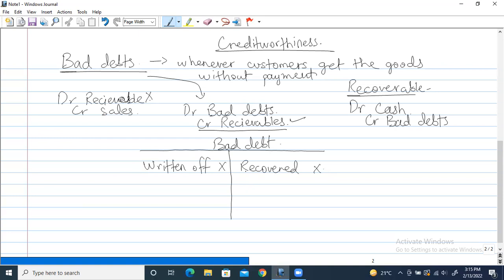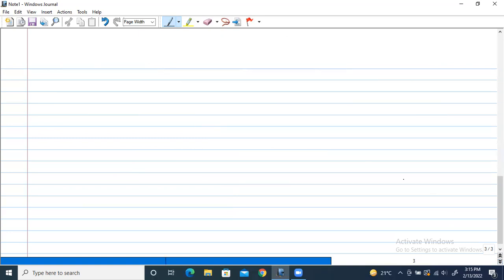Okay, so this was the whole thing regarding the bad debts. We studied the bad debts double entry, the explanation, how they are recovered, and also the T account. Now the last thing over here is basically the topic known as allowance for receivables. This is a very interesting topic, and it has a very interesting discussion as well.